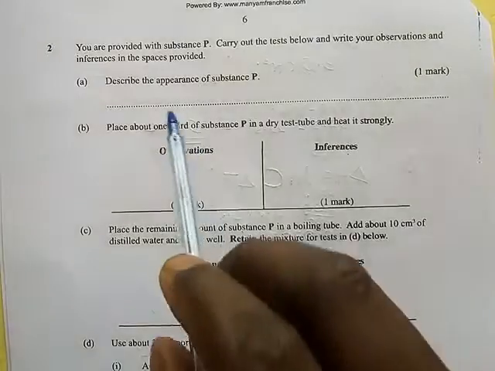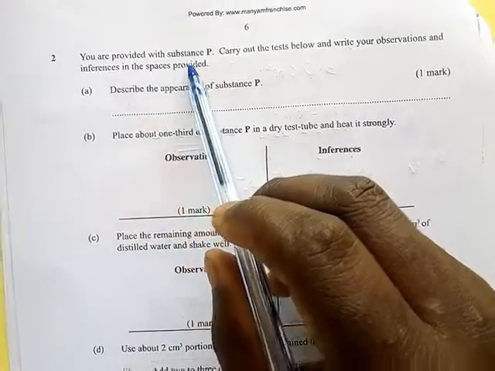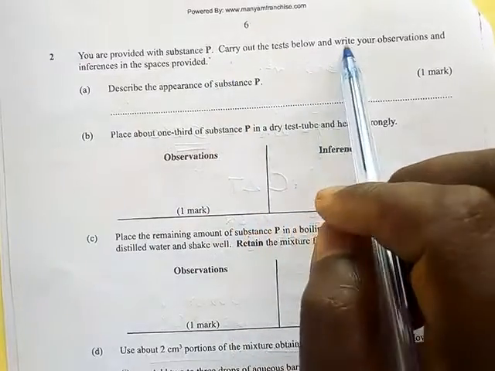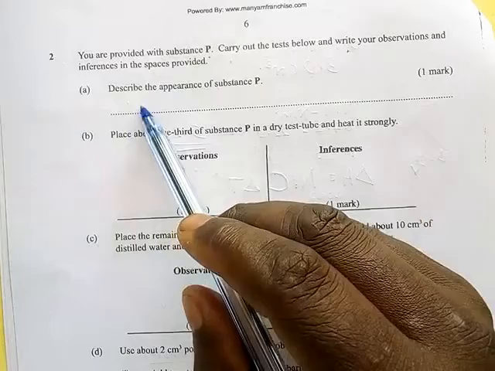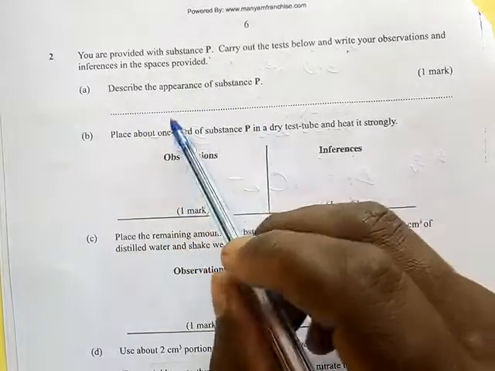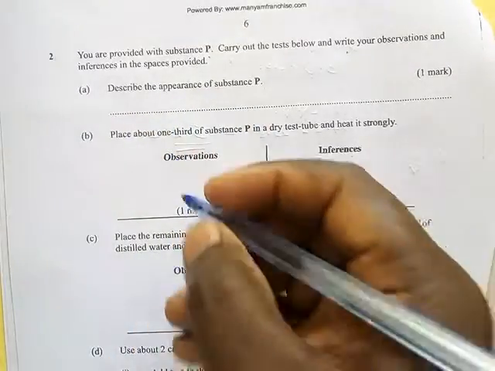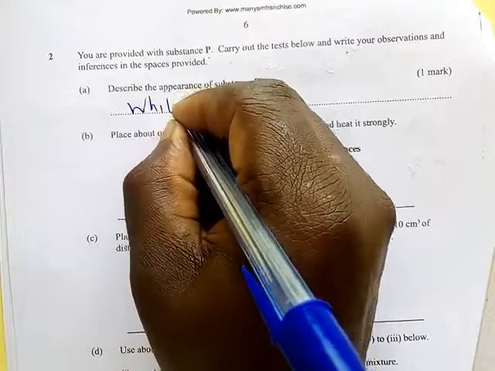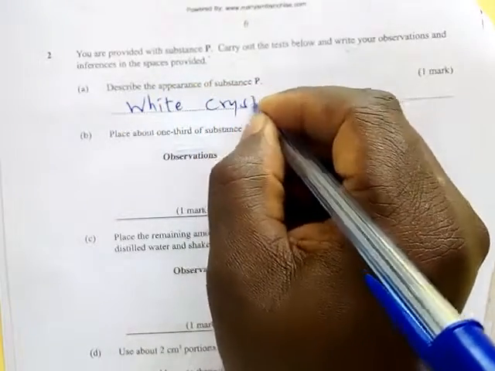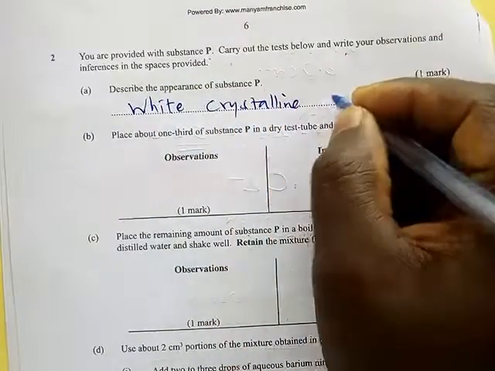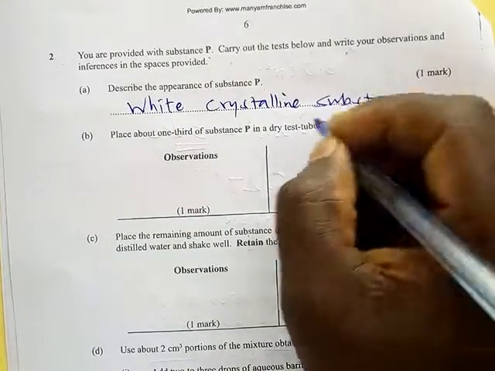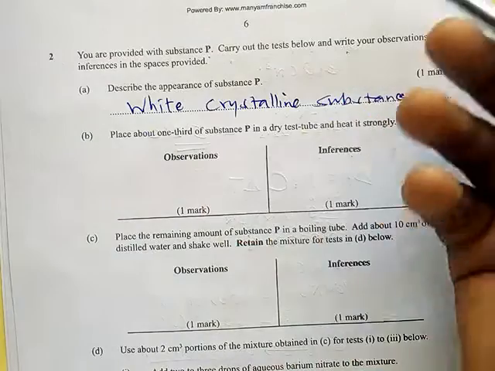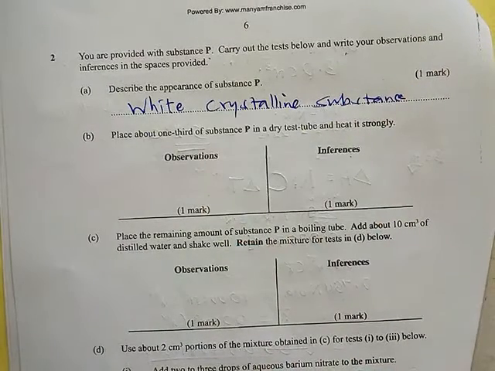The qualitative part of it. You are provided with substance P. Carry out the test below and write your observations and inferences in the spaces provided. Describe the appearance of solid P. Solid P was white, so you just write white crystalline solid. Whenever it is white, you just write white crystals. It is acceptable. White crystals.